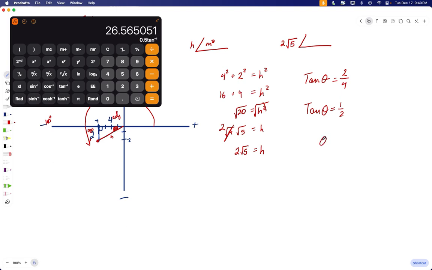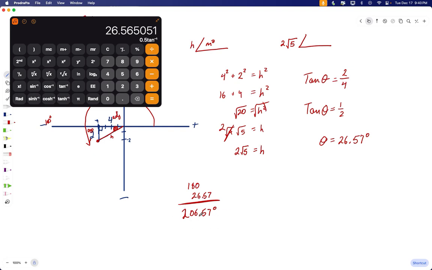So the degree of theta is equal to 26.57. That is the degree of measure. So we add that to 180. So 180 plus 26.57, that's going to be 206.57 degrees. And I think it's to 2 places.